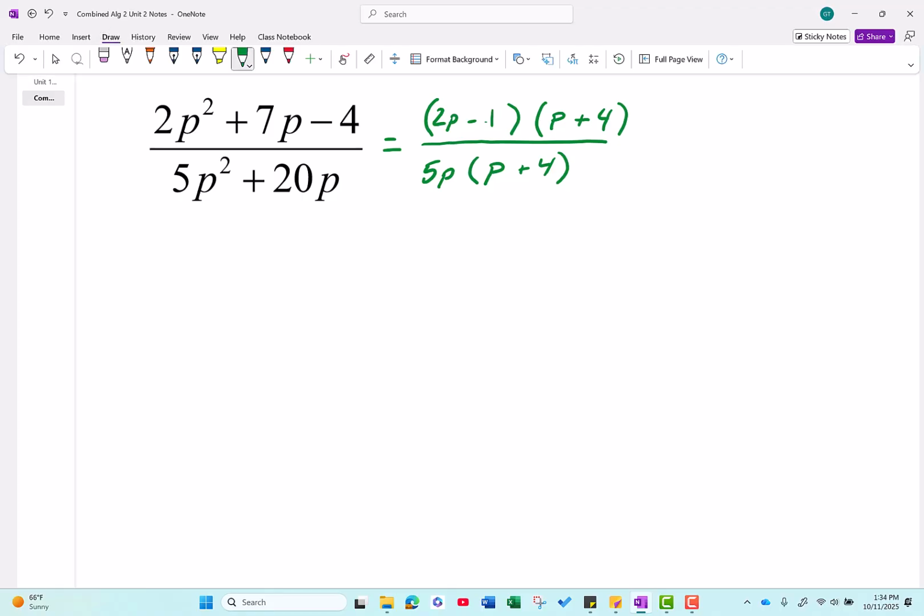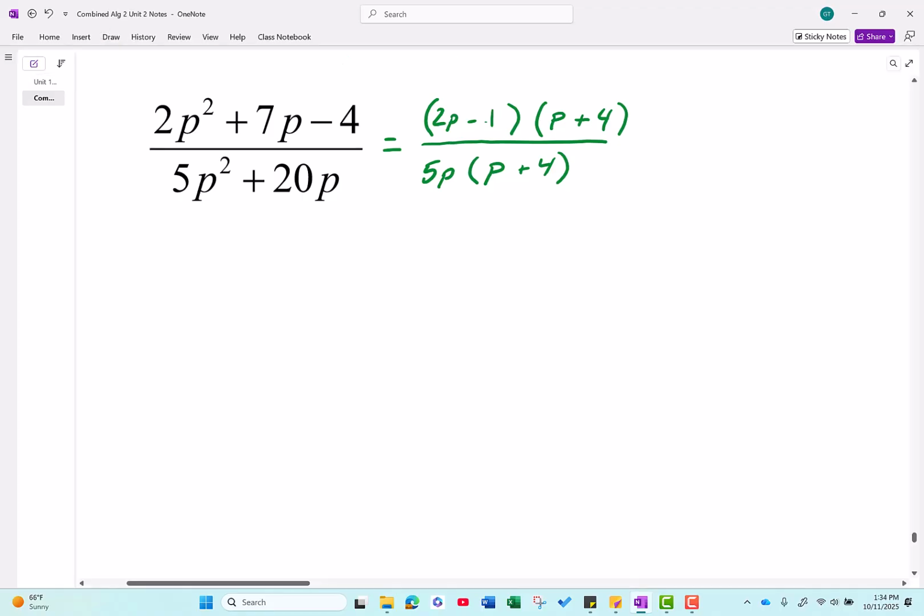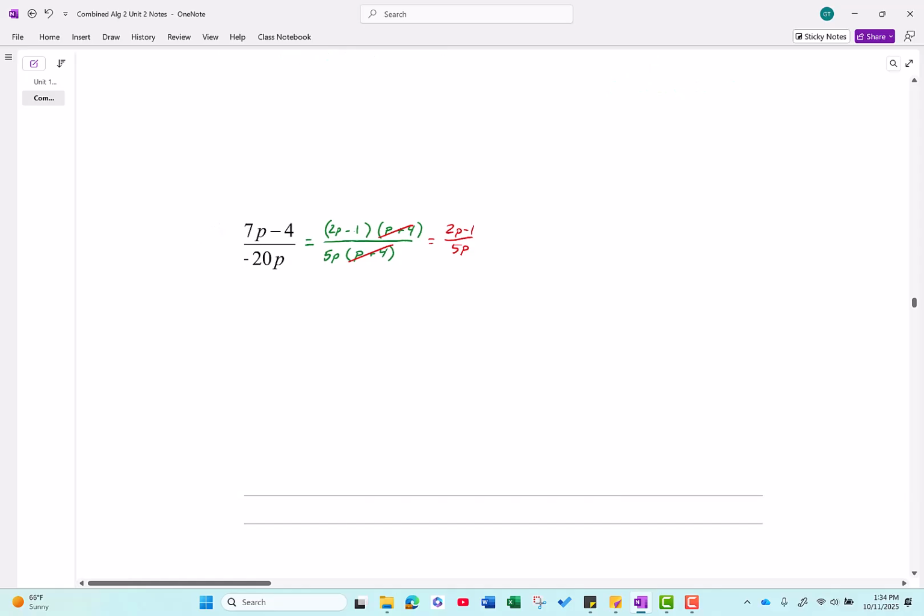So now I have a common expression on top and bottom, these. And so I can simplify this to 2p minus 1 over 5p. All right, so that's the process that we're dealing with. We're using our factoring skills. We're trying to find common factors that we can then reduce. So that's dividing them.